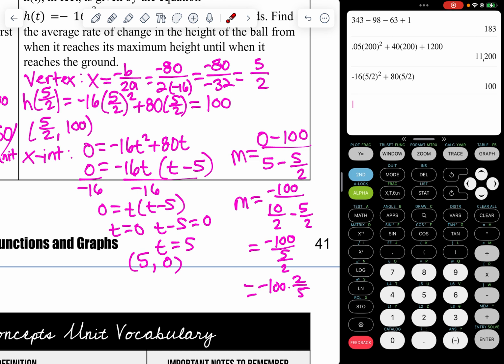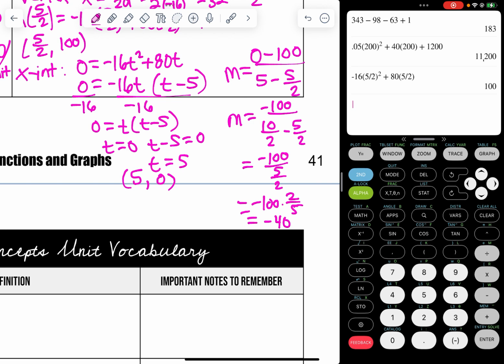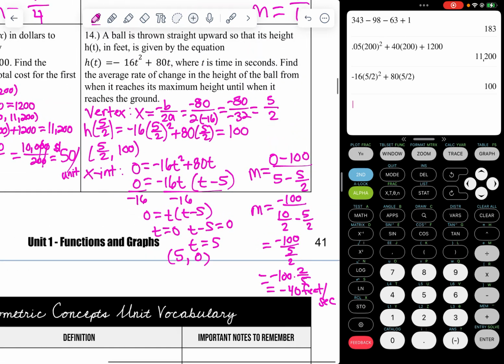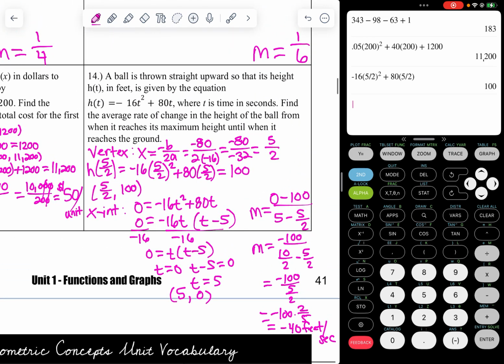Somewhere I dropped a negative. Oh no, I'm sorry, I'm good. Thought I made a mistake. 100 divided by 5 gives me 20, times 2 would be 40, so it'll be negative 40. Because we're talking about the ball is coming down. It reaches maximum and it's coming down. So negative 40 feet per second would be its average rate of change as it's falling back down. All right, so average rate of change, slope for curves.